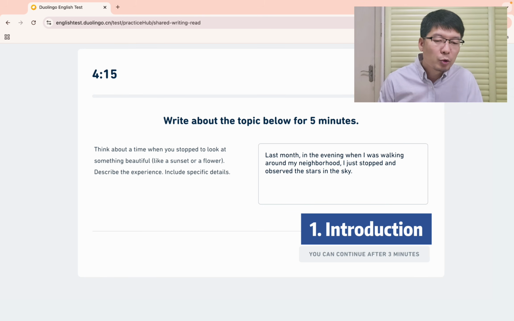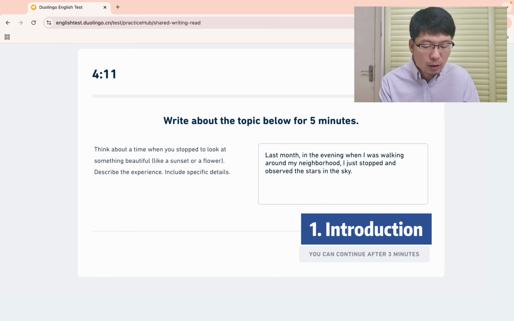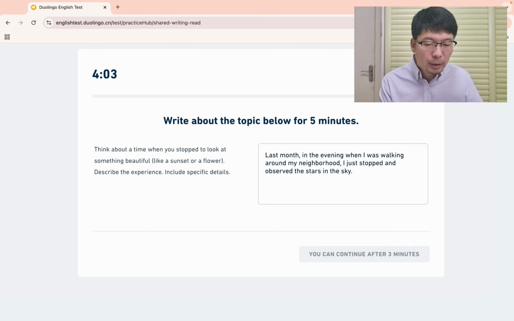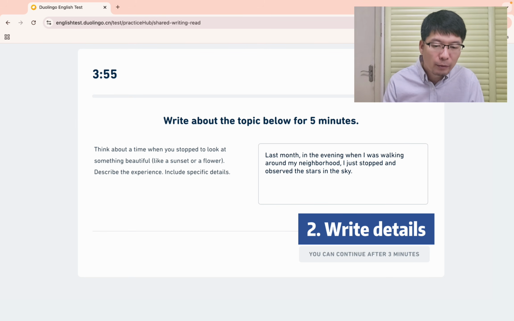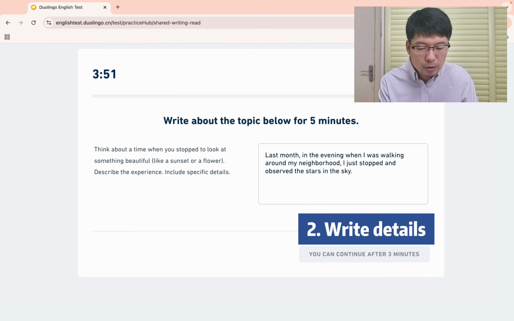So this is the introduction sentence. It gives the main topic, the topic of the answer. Okay, so then in the main paragraph, we can give some details. So why I observed the stars and my feeling about that experience.